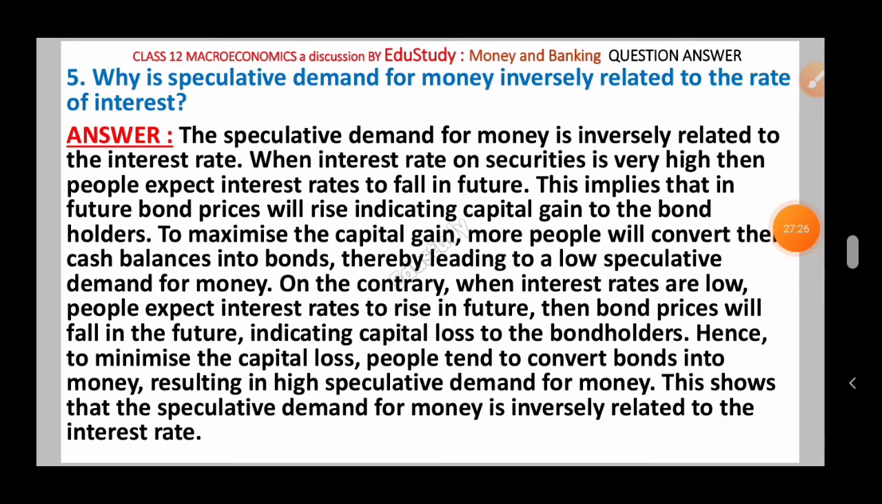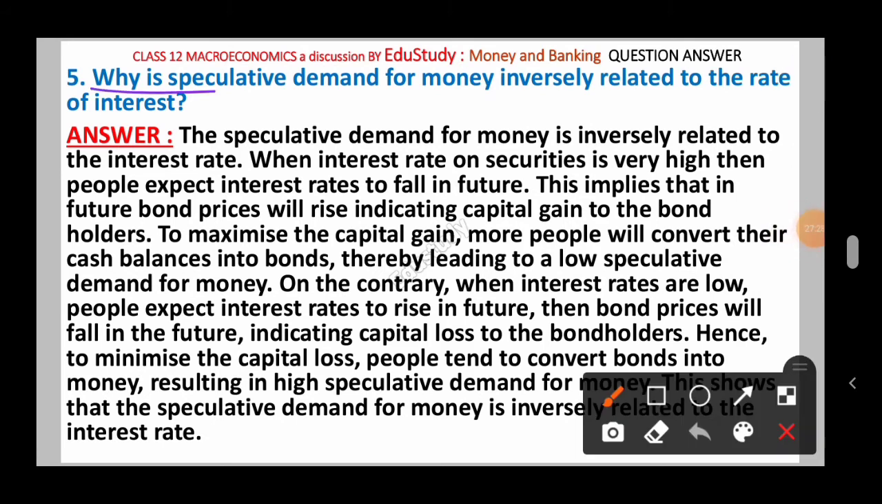In question number 5, it is asked, why is speculative demand for money inversely related to the rate of interest? So the answer here is, the speculative demand for money is inversely related to the interest rate. Now we have to give the answer why. This statement is already given in the question, so the answer is given now.